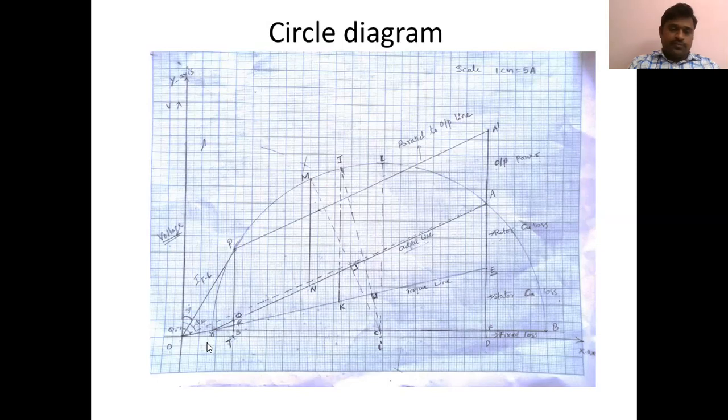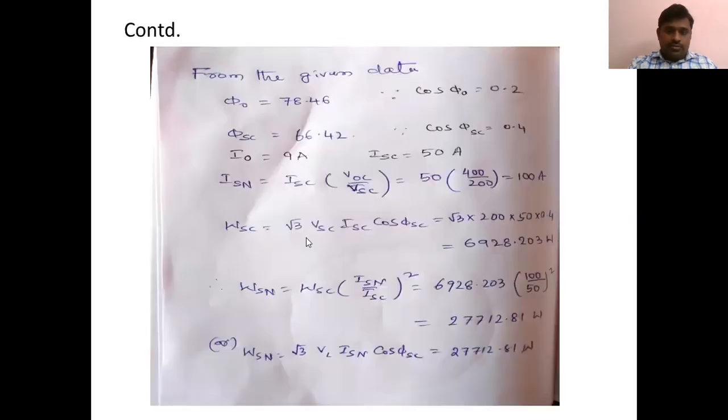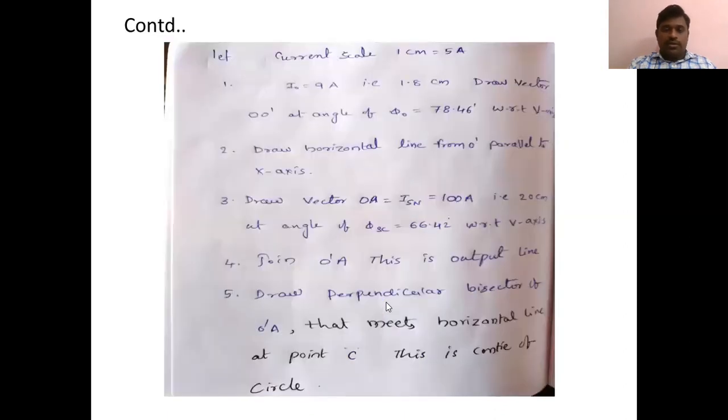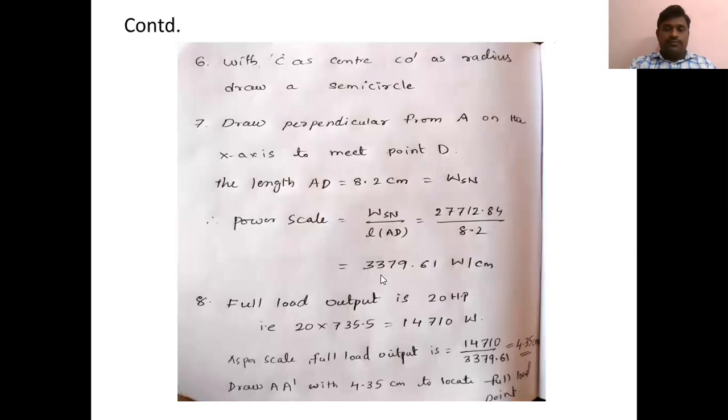Next, from the given data, you have to find the output power. The output power, W SN, you have to calculate using the formula, and then convert that output power using the power scale. You can see that in the formula. So using this formula, you have to calculate the W SN power, and then convert it into the power scale.